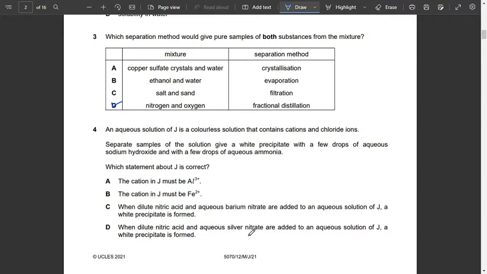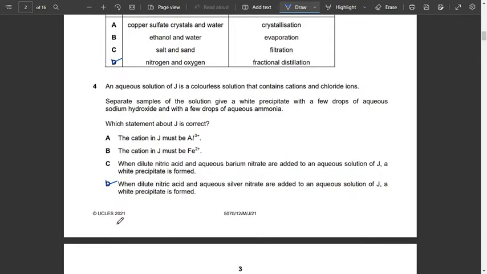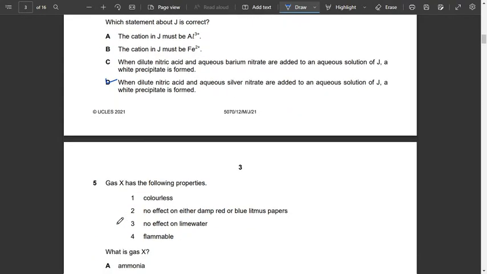When dilute nitric acid and aqueous silver nitrate are added to an aqueous solution of J, a white precipitate is formed, which is the correct answer. So the answer for this is D. Moving on to question number 5.